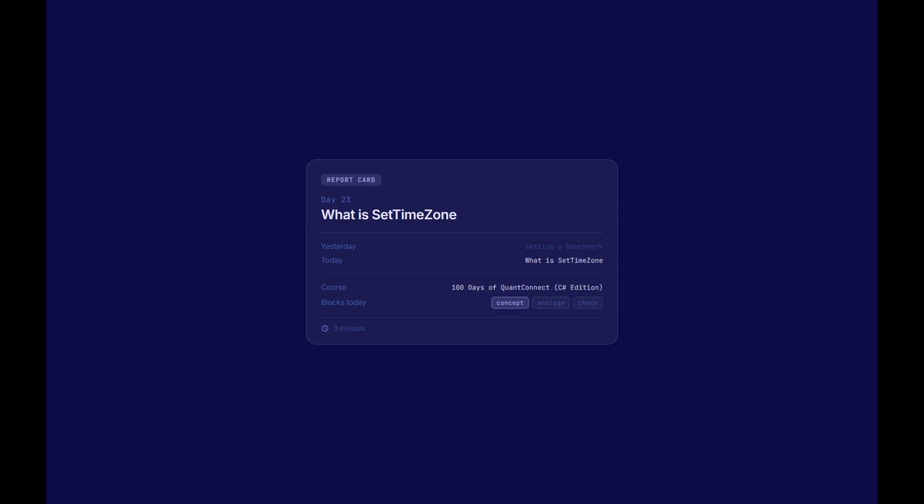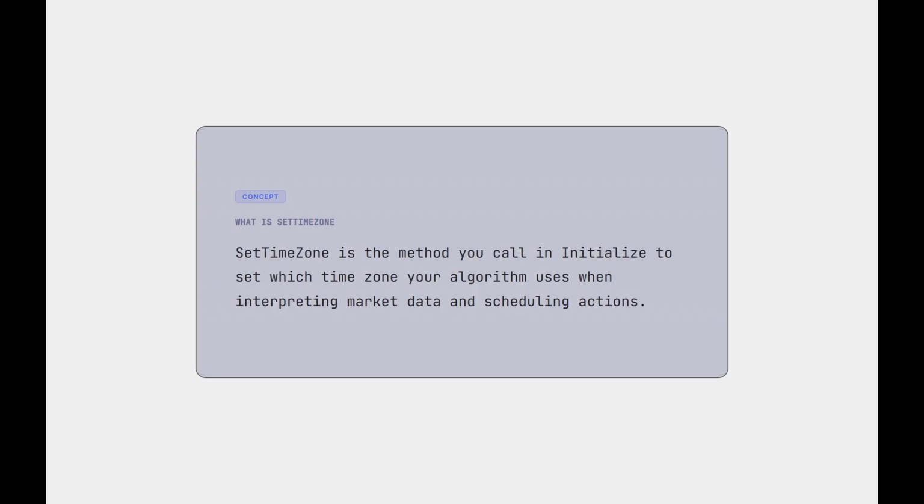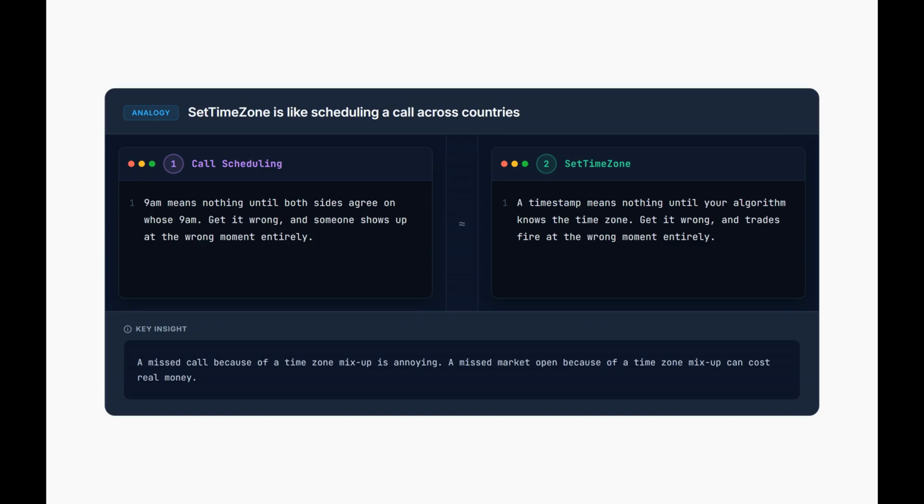So, what is set time zone? Set time zone is the method you call in initialize to set which time zone your algorithm uses when interpreting market data and scheduling actions. Here's a simple analogy to explain it better.